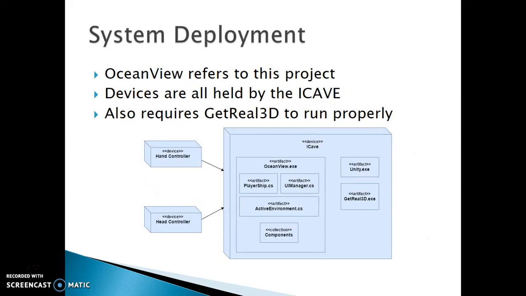Here we have our system deployment and deployment diagram. These different things are required to run our program. Mainly the ICAVE and controllers, but also Unity and GetReal 3D if you plan to develop for the program. Ocean View just happens to be the name that we've given the project that we've been working on and the different aspects contained within it.